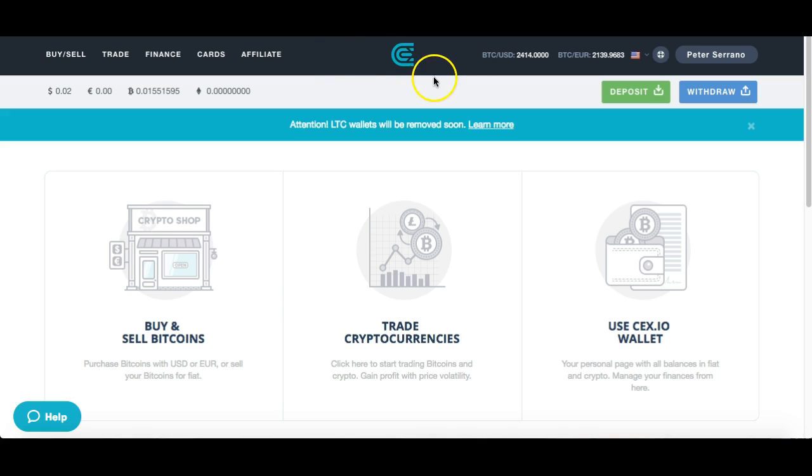So we're going to use Bitcoin to buy other coins, and then if we profit from those other coins, we're going to exchange it back into Bitcoin, and we're going to withdraw from our Bitcoin wallet into USD. So I'm going to show you how to do that real quick.